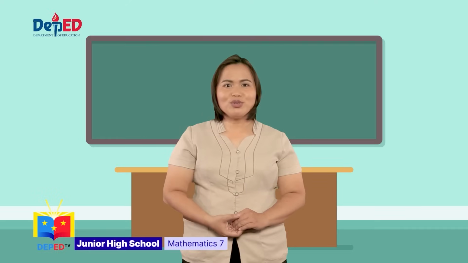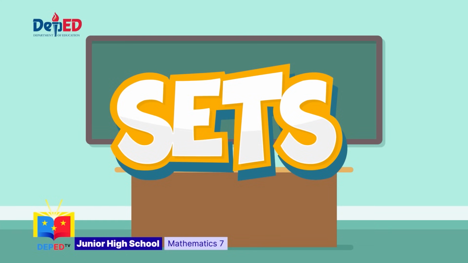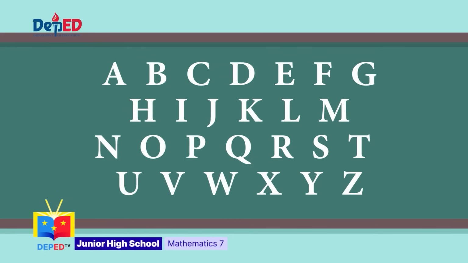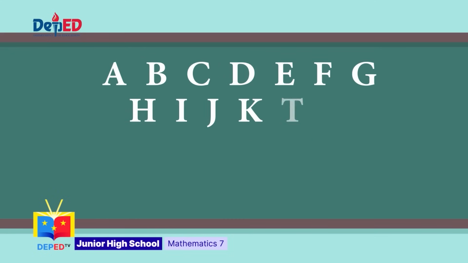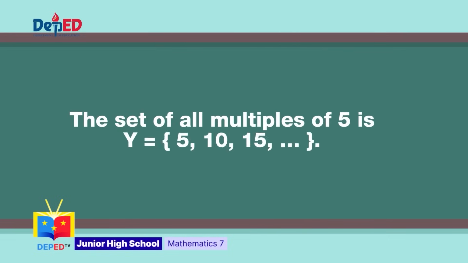Now, what is the term used for the collection of objects or quantities? In mathematics, a well-defined group or collection of objects that share the same characteristics is called a set. The objects found in the set are called elements. A set can be named using capital letters from A to Z. And we use braces to group the elements of the set separated by commas. If a set contains many elements, we often use three dots called ellipses.